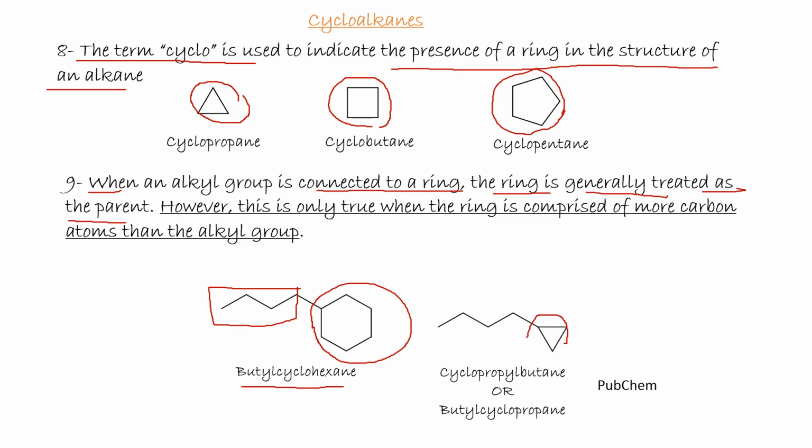Here is cyclopropane, and again here are 4 carbons, so you can call it either cyclopropylbutane or butylcyclopropane. If you go to PubChem on the internet, you will find both names are recorded.